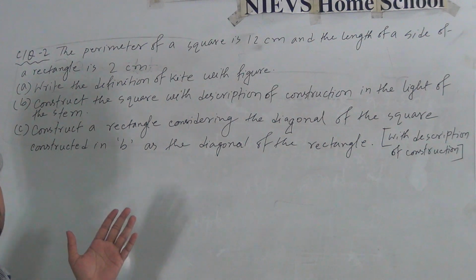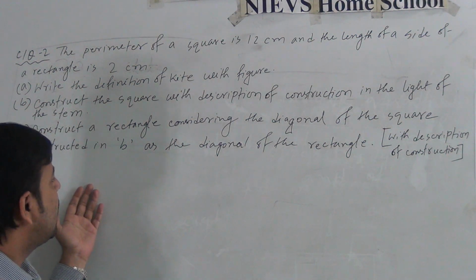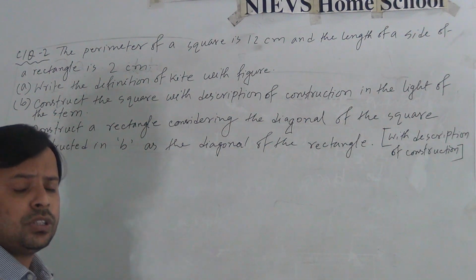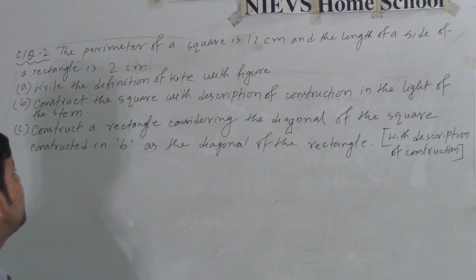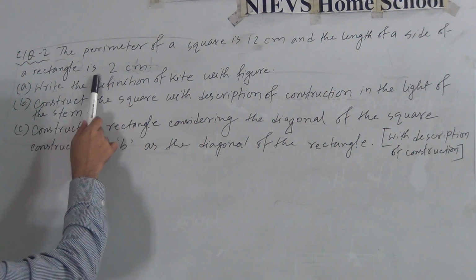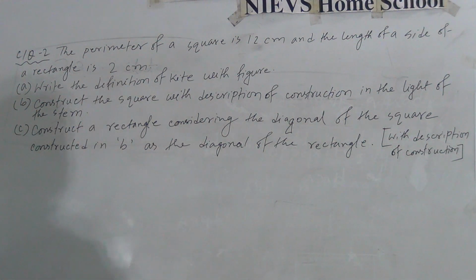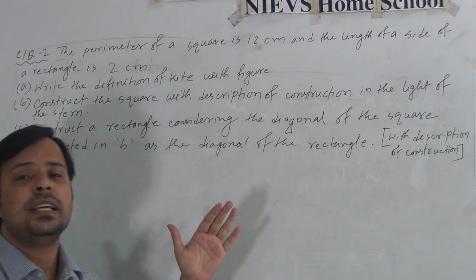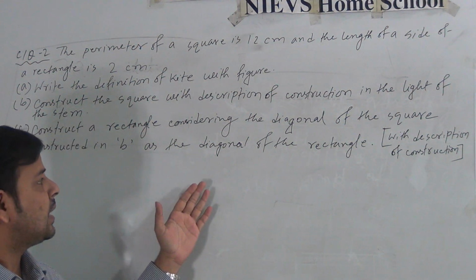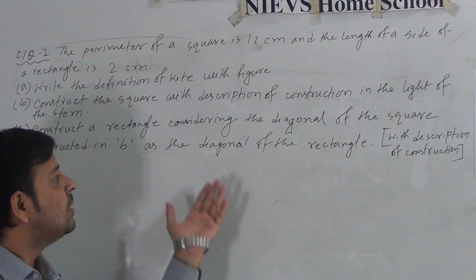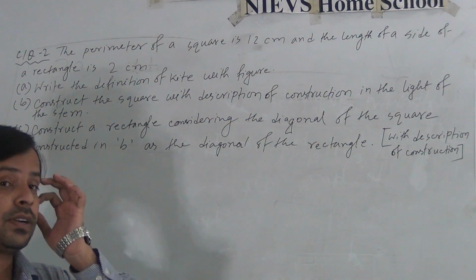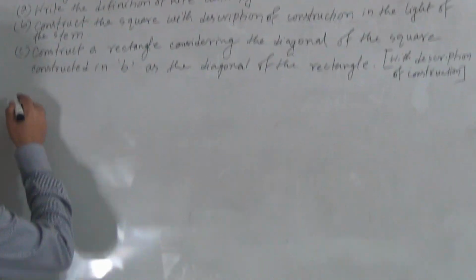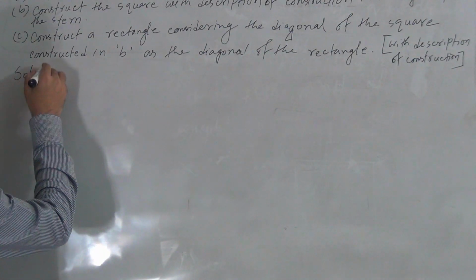Okay, now we have to construct a rectangle in C. To construct the rectangle we have to take the side of rectangle from the stem and we have to consider the diagonal of the square constructed in B as the diagonal of the rectangle in C. Okay, now I will solve the question. Okay dear students, let us see the solution.